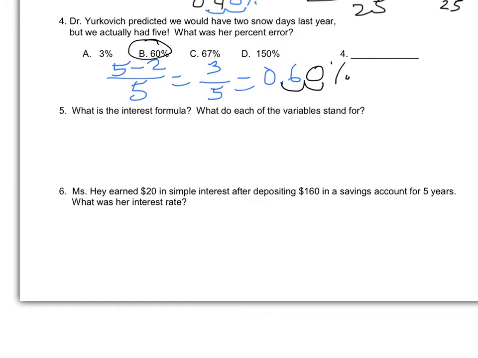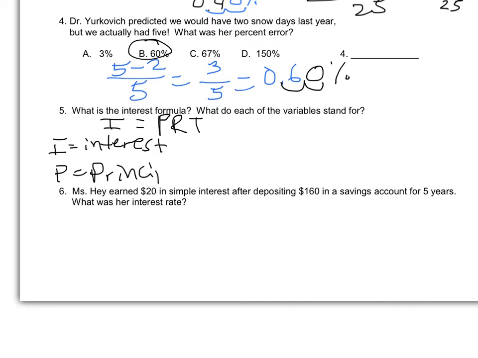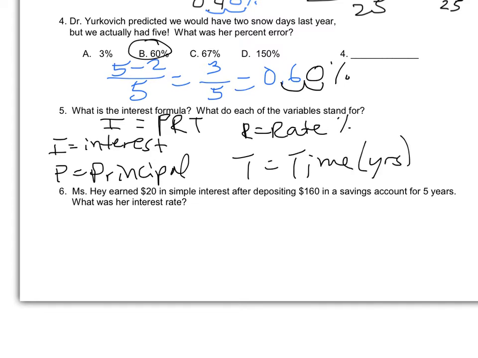What's the interest formula? That's I equals PRT, where I is your interest, P is your principal, R is your rate, and that's shown as a percent, and T is your time, and that's in years.